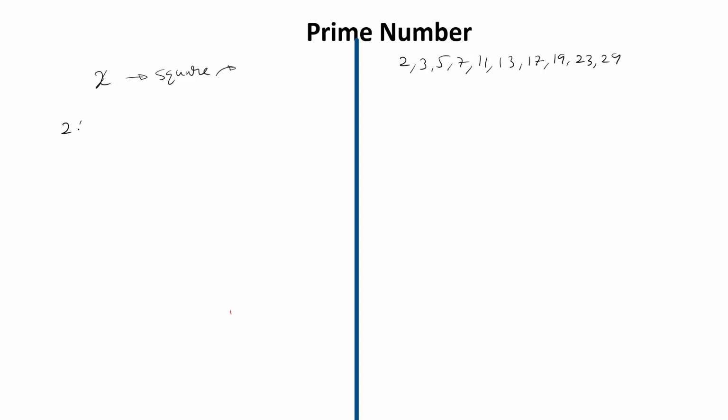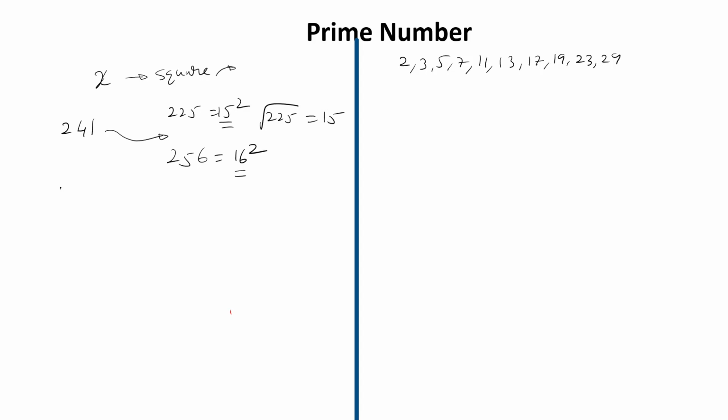Now I am writing 241. Is this any square? I know very well 225 is the square of 15. Yeah, the square root of 225 is 15. Now 256 is 16 squared. Now 241 is greater than 15 squared and less than 16 squared.